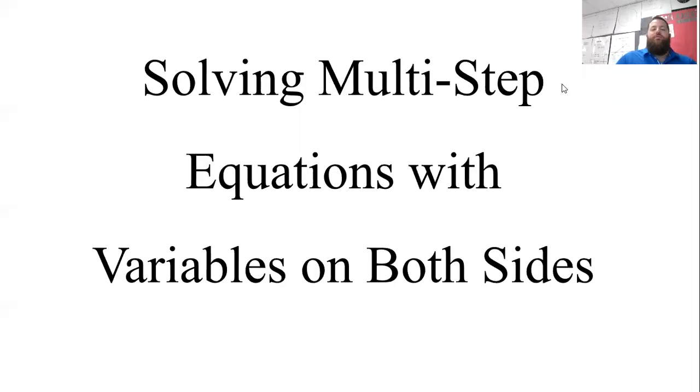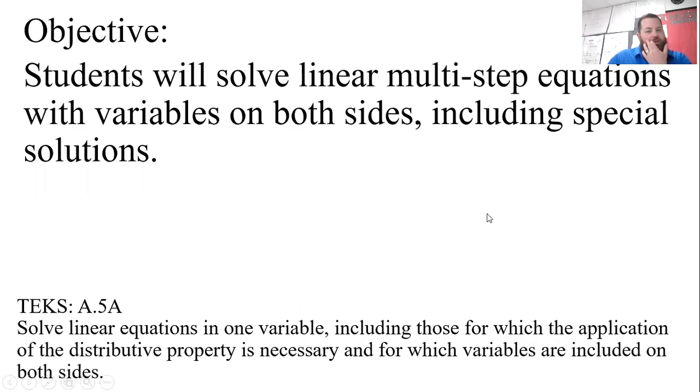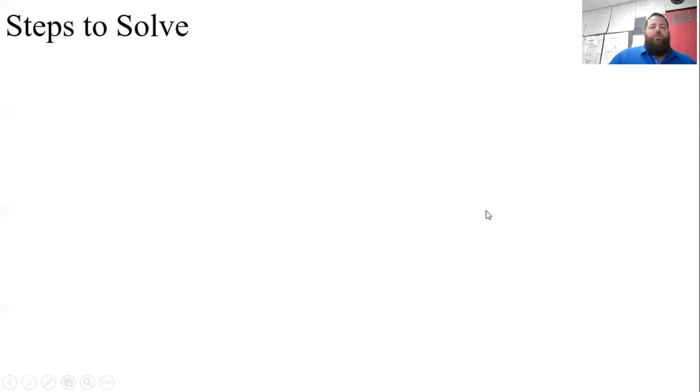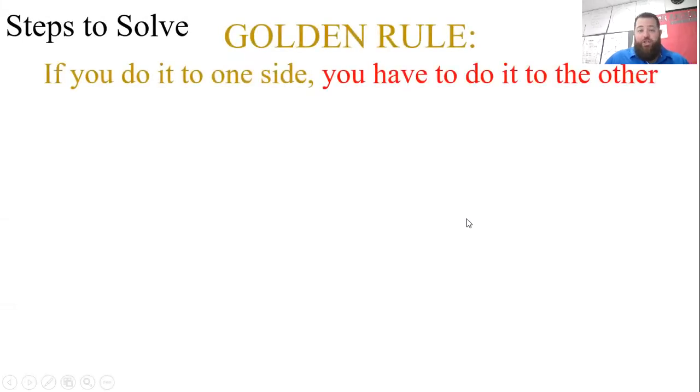Hey guys, so today we're solving multi-step equations with variables on both sides. We're adding one additional step to what we've been doing throughout the last week. Our objective is you will learn to solve linear multi-step equations with variables on both sides, including special solutions. Our steps to solve have not changed yet, okay?